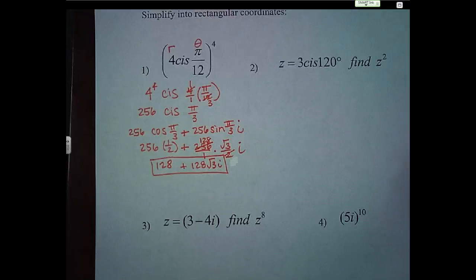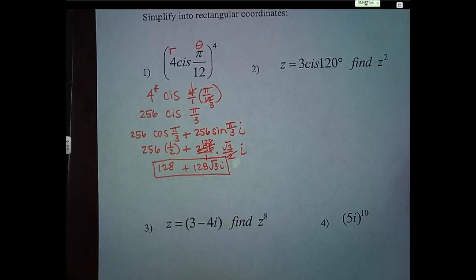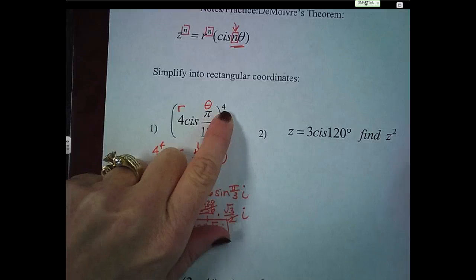Okay, so now you're in rectangular form. This is X, this is Y, which was the goal. Okay, so I want to reiterate something to you. If you are trying to get it in rectangular form, like this problem, in other words, you're raising to a power and you want it in rectangular form.